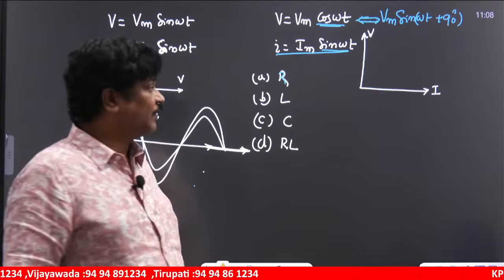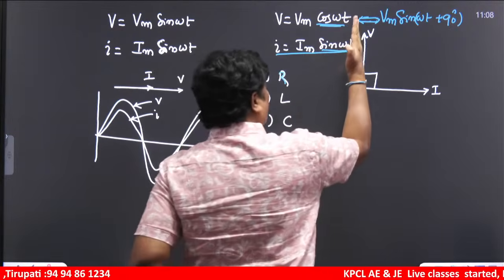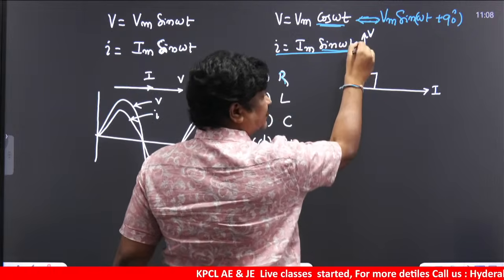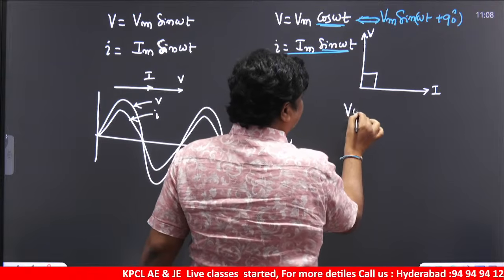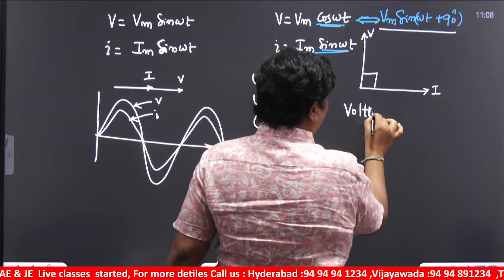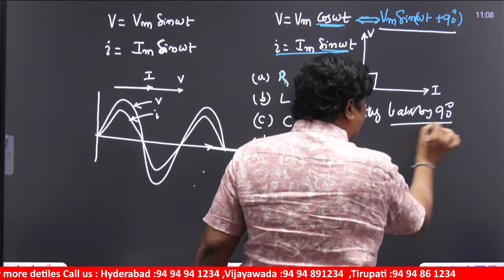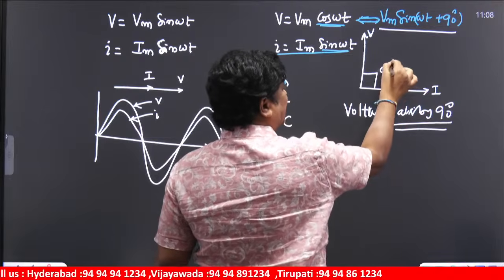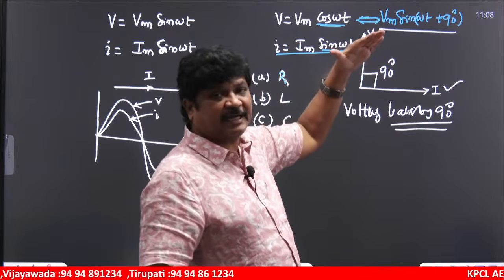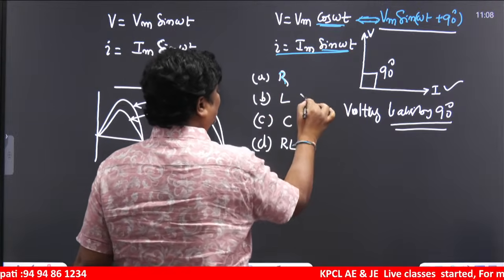Exactly. Because if you see here, first voltage is produced, after 90 degrees the current is there. In this case, voltage leads by 90, nothing but current is lagging. Current is lagging by 90 degrees with respect to voltage. First voltage is created, then current is created. Current is lagging by 90. Hence, the answer for this one is pure inductor.